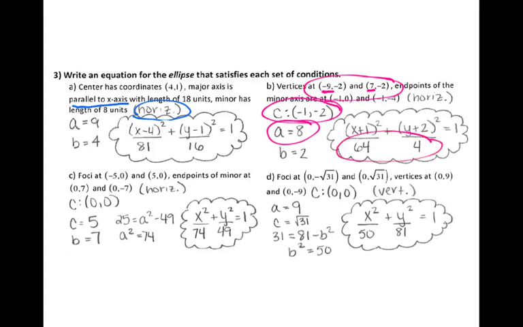Now for the denominators, again, I need to figure out what type of major axis I have. If I look at my vertices, my x-coordinates are different, which means I have a horizontal major axis, since your x-axis is horizontal. That means A squared is going to go underneath the x and B squared is underneath the y. I forgot to even explain where the B came from. B is the distance from your center to one of the endpoints of your minor axis. So if I'm going from (-1, -2) to (-1, 0), that's 2 units. So B is 2.